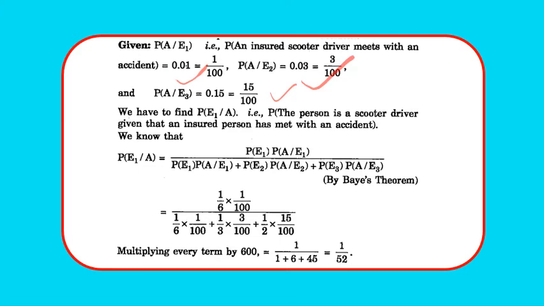Okay, so using Bayes theorem, P(E1 by A) is equal to P1 into P(A by E1) upon P1 P(A by E1) plus P2 P(A by E2) plus P3 P(A by E3). So putting all these values, we get 1 upon 6 into 1 upon 100 divided by 1 upon 6 into 1 upon 100 plus 1 upon 3 into 3 upon 100 plus 1 upon 2 into 15 upon 100. So on simplification, we get the required probability as 1 upon 52.